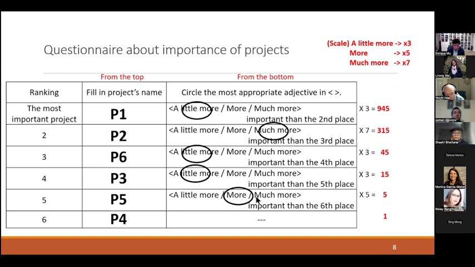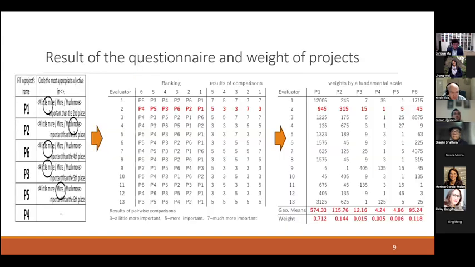For example, "more and more" is 5. "A little more" is 3. So 5 times 3 is equal to 15. So the degree of importance of P3 is 15 in this case. And then when normalized, we have these weights. These values represent the evaluation results for each evaluator.